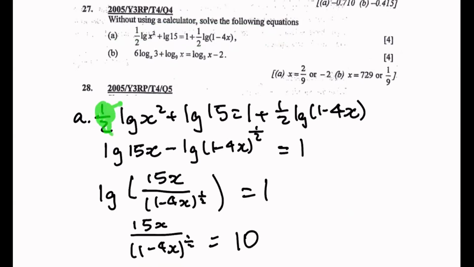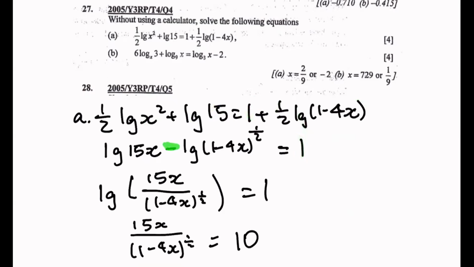Without using a calculator, solve the following equation. Okay, so half you bring back up, is it? Yeah, bring back up. Then you get 2 times half, which is 1. So it's just lg x. Then you have lg 15 add on. So that means you just get 15 times x. Okay. Then over here you have a half lg. You bring it over, so minus half lg. But you bring the half back up into a power. Then the 1 leave alone on the right hand side.